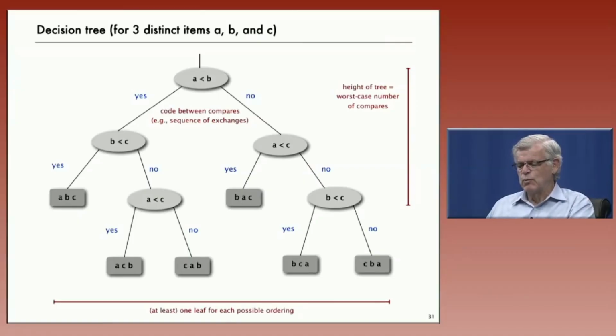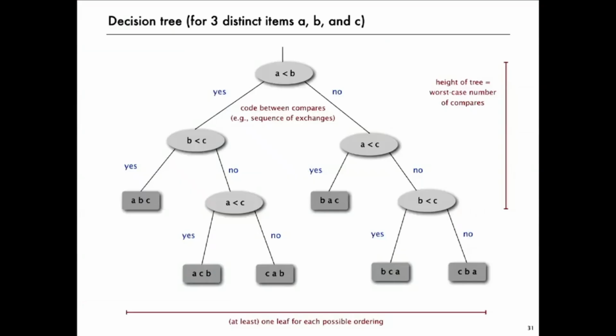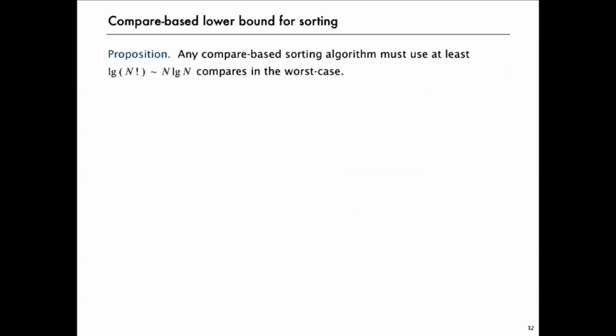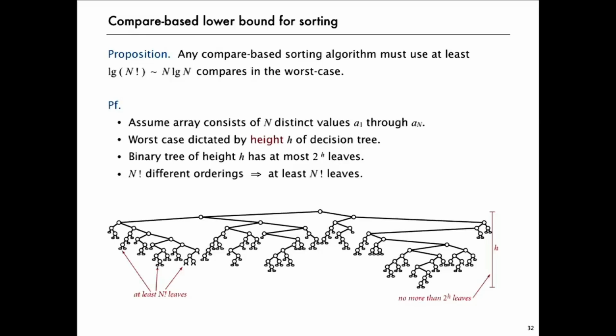And there's got to be at least one leaf for each possible ordering. If there's some ordering that does not appear in the tree corresponding to a particular algorithm, then that algorithm can't sort, can't tell the difference between two different orderings. So the lower bound is a proposition that uses a decision tree like that to prove that any compare-based sorting algorithm has to use at least log base 2 of n factorial compares in the worst case. And by Stirling's approximation, we know that log base 2 of n factorial is proportional to n log base 2 n.